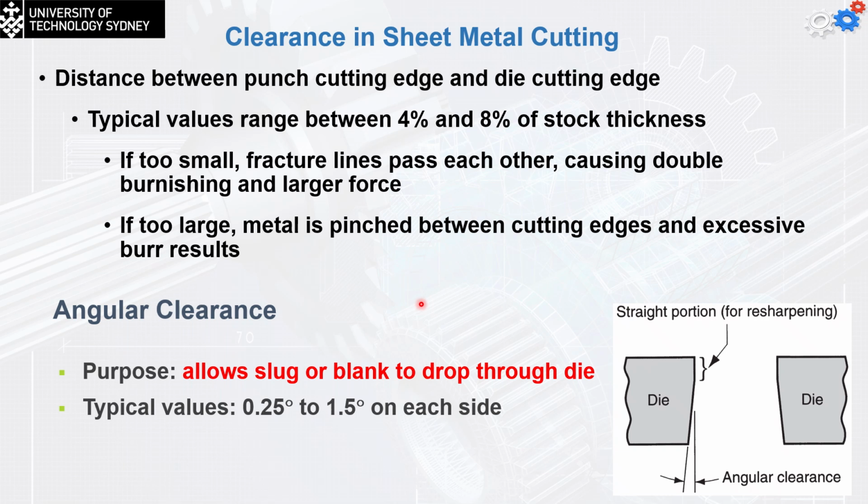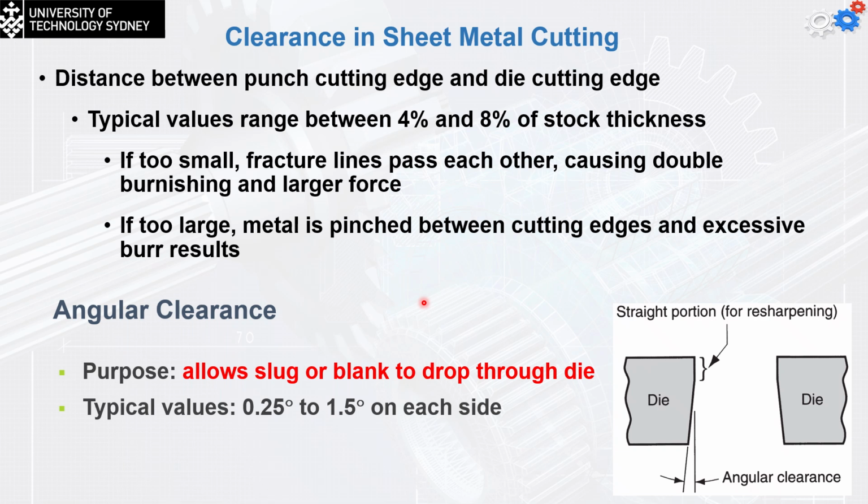If it's too small, the fracture lines are going to pass each other, causing double shearing and a larger force. If it's too large, in that case the metal is going to be pinched between the cutting edges, and excessive burr will result. So that's why we need to have a good calculation for that. How to decide that? Mainly it's going to be done by trial and error.